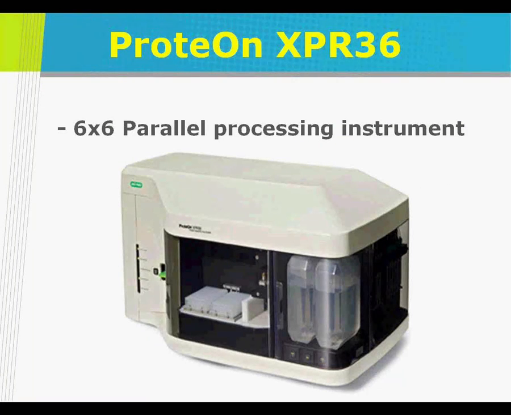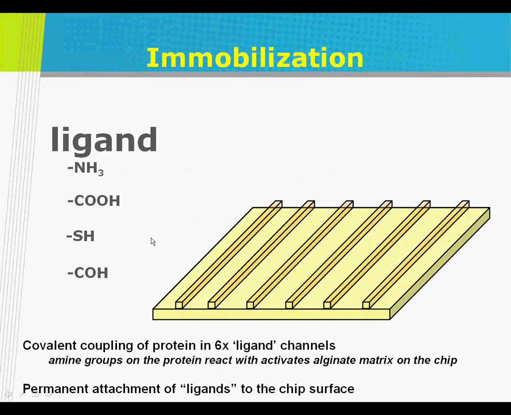You can immobilize ligands at the same concentration, or at different concentrations. You can use different chemistry, but most of the time people tend to use the amine coupling. That is, the amine of the protein is covalently attached to the chip surface. And it's a permanent covalent attachment, and that's quite important.